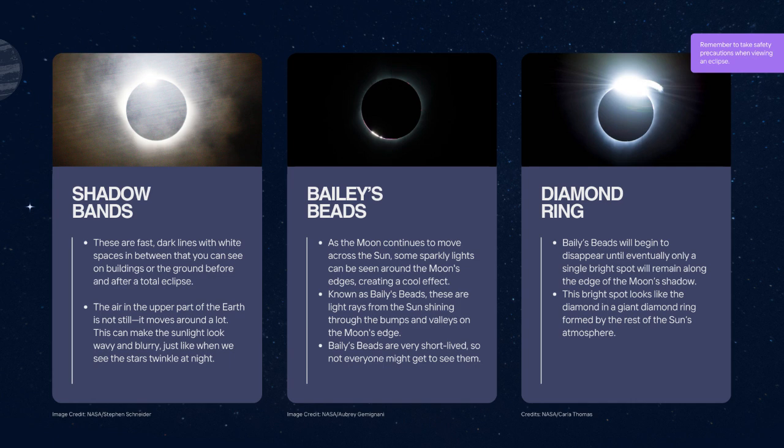Diamond ring. Bailey's beads will begin to disappear until eventually only a single bright spot will remain along the edge of the moon's shadow. This bright spot looks like the diamond in a giant diamond ring formed by the rest of the sun's atmosphere.